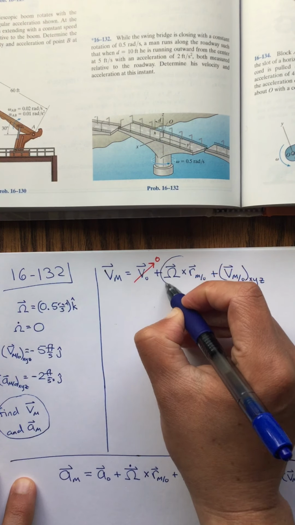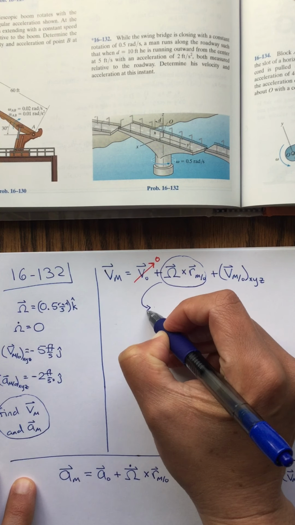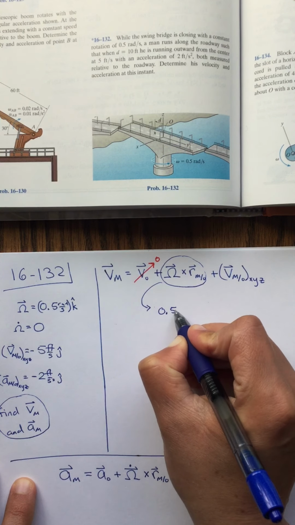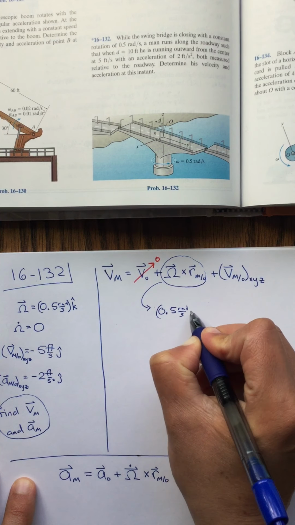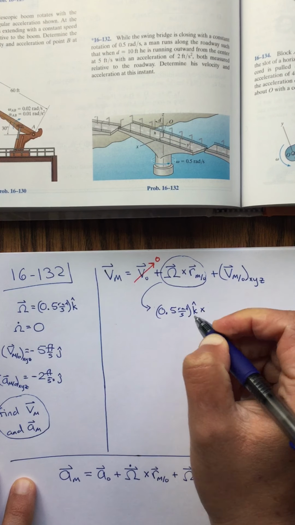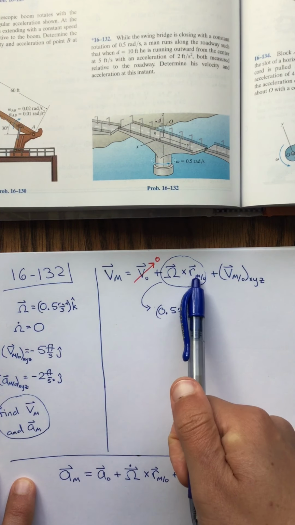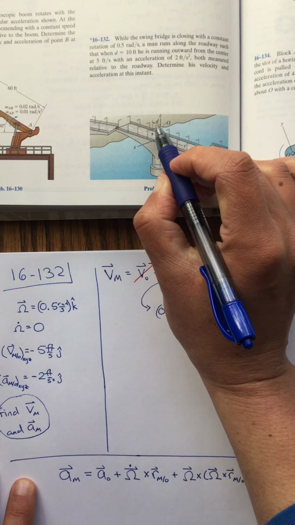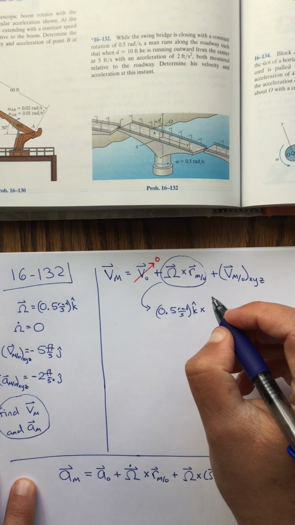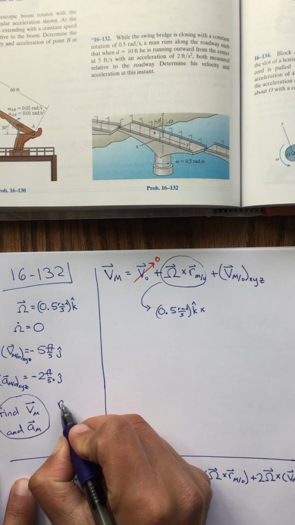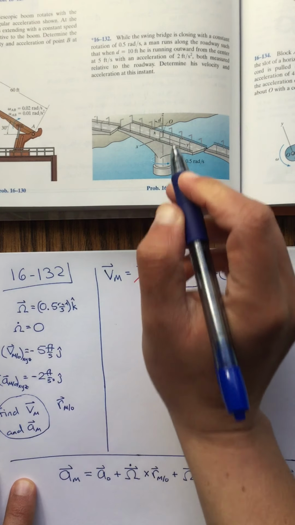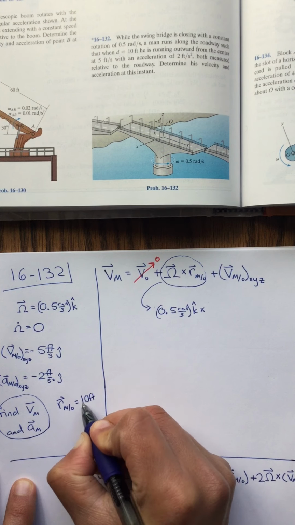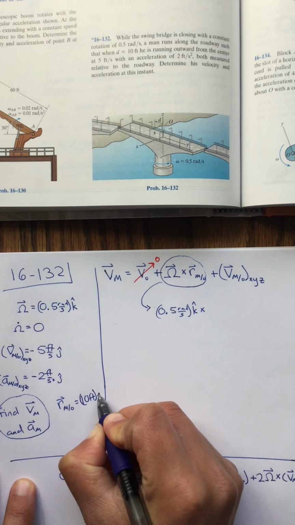Let's do the cross product first. So for just this term here, I've got my angular velocity of 0.5 radians per second in the k hat direction crossed with my position vector. This is the position of the man measured from point O. Point O is here, the man is here, a distance d away. d is equal to 10 feet. The position of the man with respect to O, that vector goes from here to here, and that's 10 feet in the negative j hat direction.